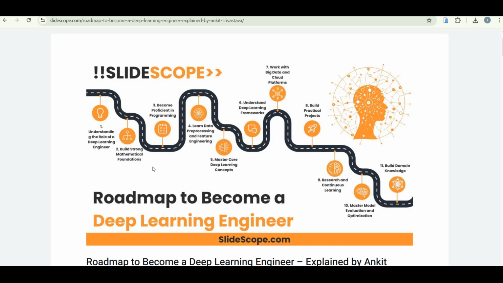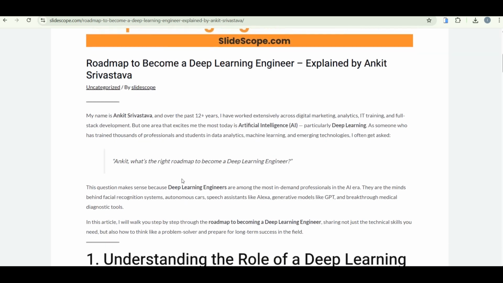So, my name is Ankit Srivastav, and over the past 12 years, I have worked extensively across digital marketing, analytics, IT training, and full stack development. But one area that excites me the most is artificial intelligence, particularly deep learning. As someone who has trained thousands of professionals and students in data analytics, machine learning, and emerging technologies, I often get asked, Ankit, what's the right roadmap to become a deep learning engineer?